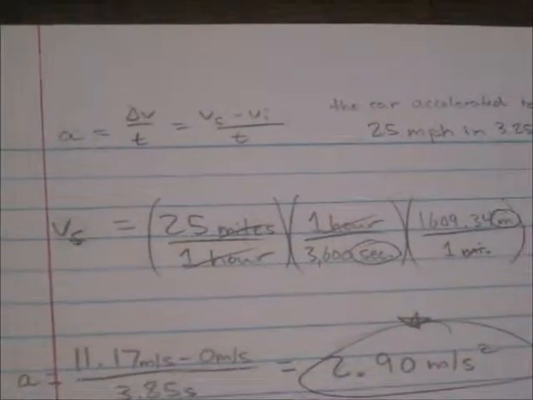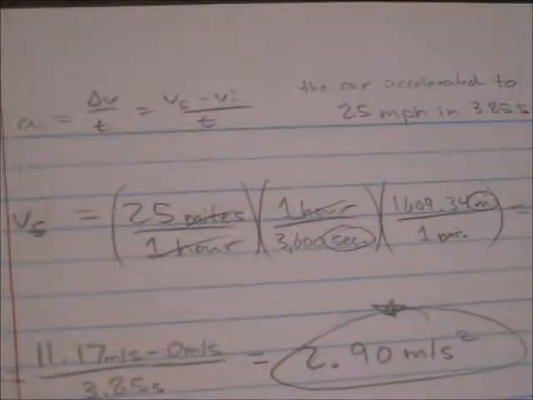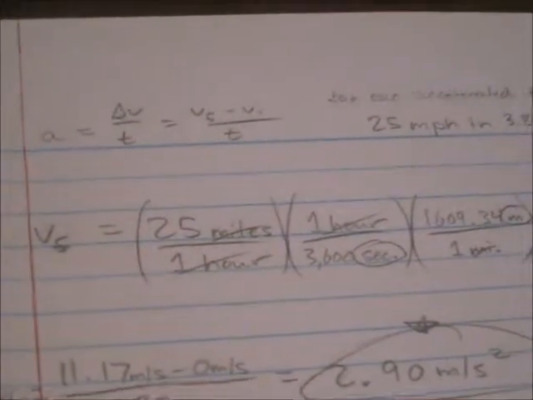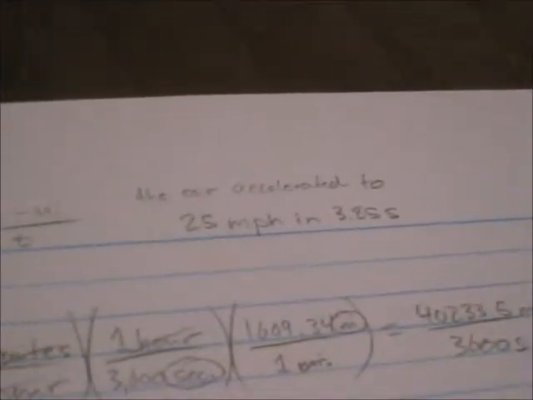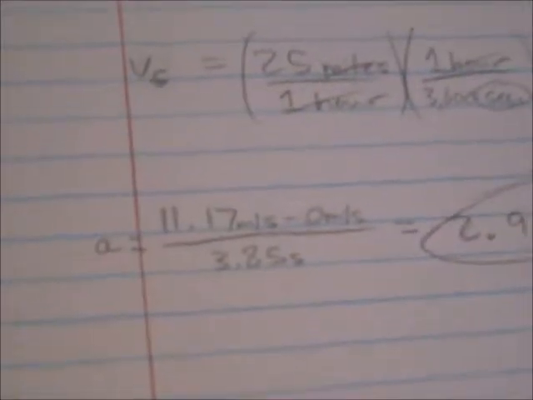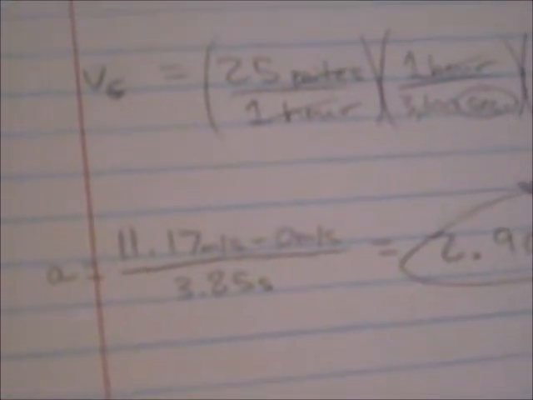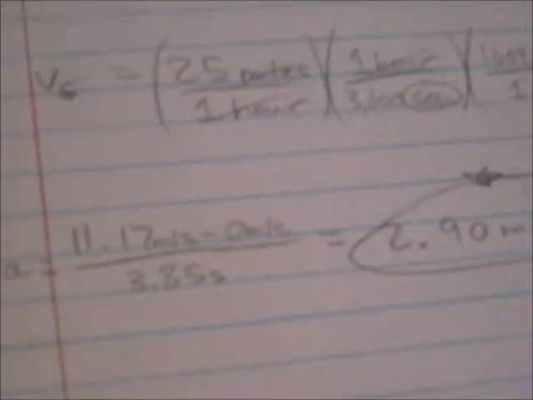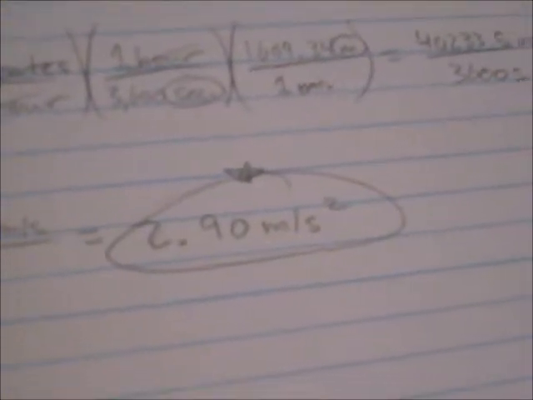The formula for acceleration is delta v divided by t, which is the change in velocity divided by time. The car accelerated to 25 miles per hour in 3.85 seconds. So what we have to do is convert the 25 miles per hour into meters per second. So we follow along this conversion chart here, and in the end we get 11.17 meters per second. And then we take that number and plug it into the equation that we started out with, and so we do 11.17 divided by 3.85 seconds, and we get 2.90 meters per second squared.